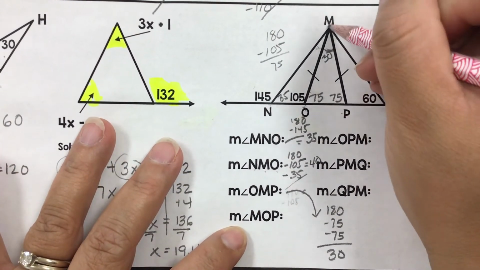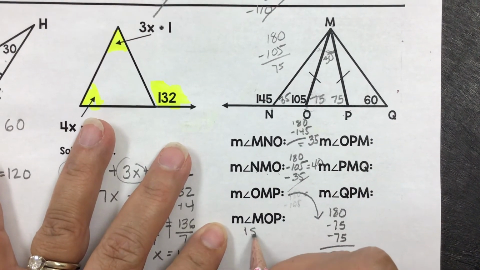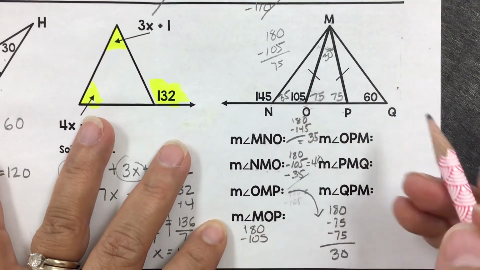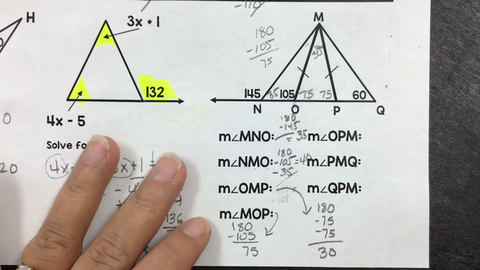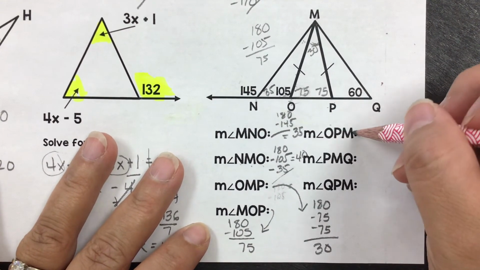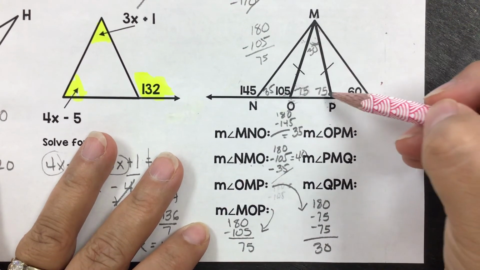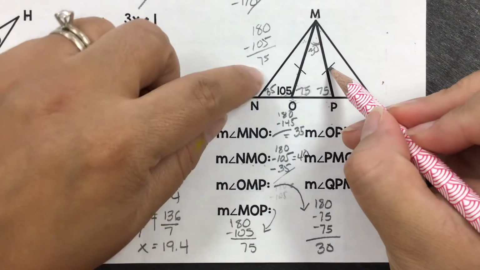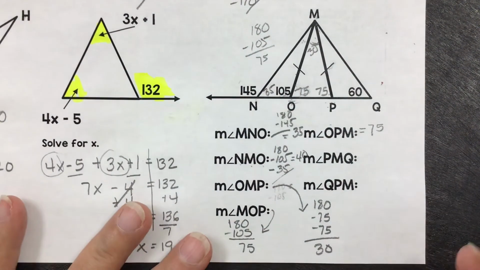MOP is what I was looking for, and we already did that one. I'm going to show the work again. That was 180 minus 105 because it's linear with 105. That gave me 75 as this answer. OPM is this angle right here. We know that it is 75 degrees because of this notation right here. It tells you since the sides are the same, the base angles will be the same.